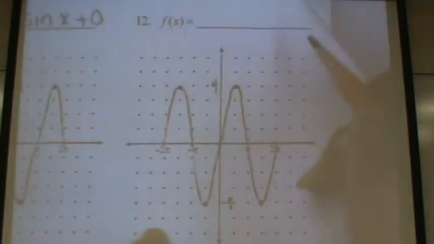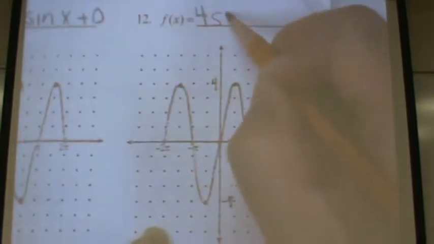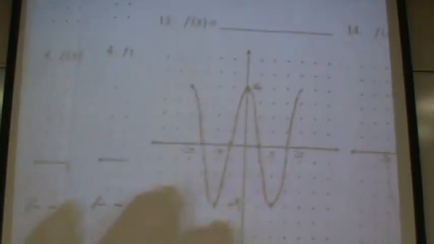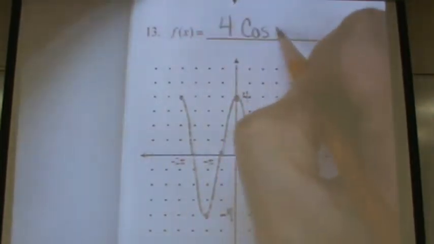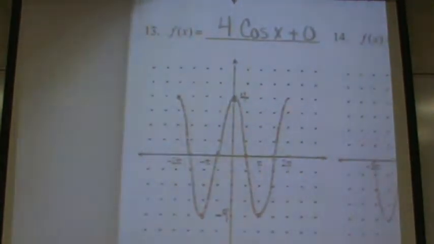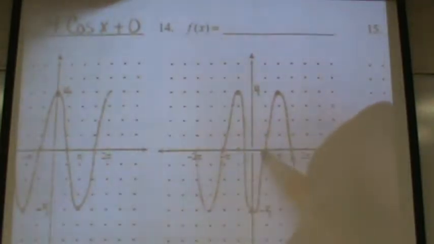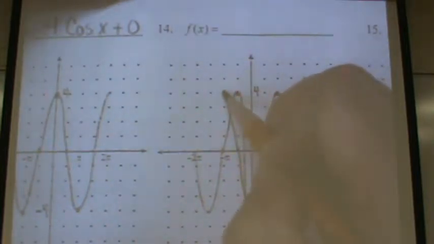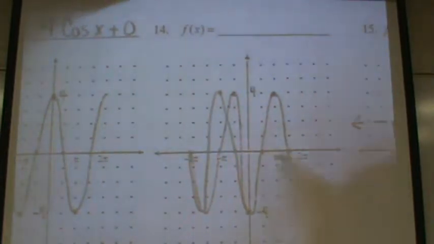How about 12? 4 sine of x plus nothing. Number 13, 4 cosine of x plus nothing, right? This one I messed up, this graph. It looks like it should be here. I drew this one wrong. Just skip it, because I'm all confused. It's a cosine. Ignore that one.